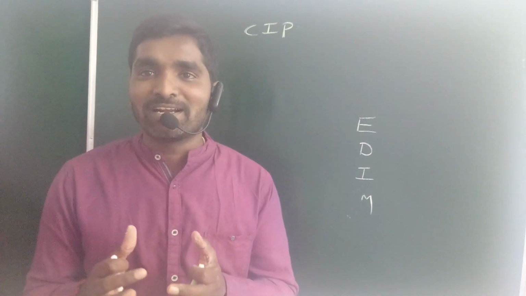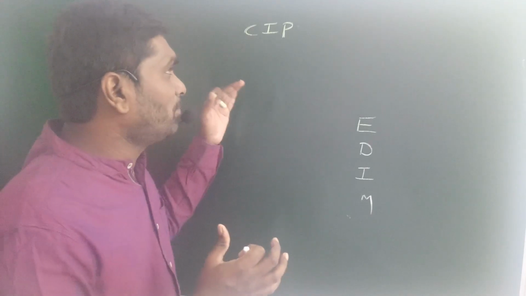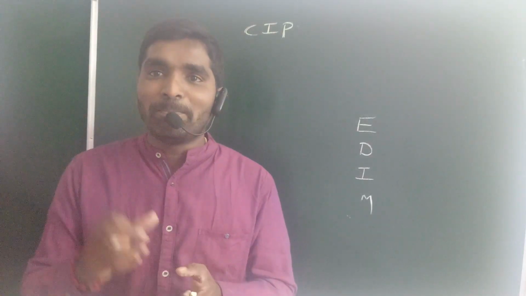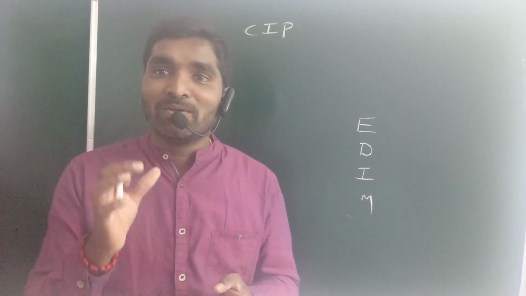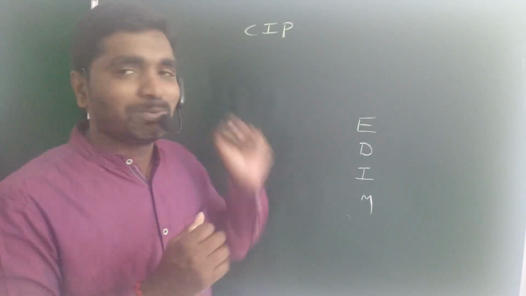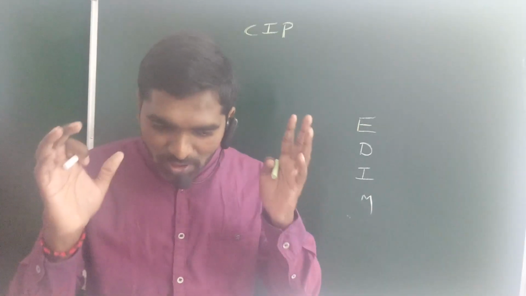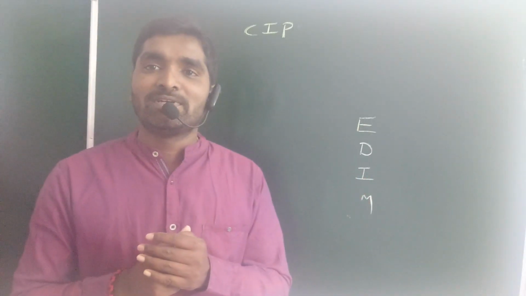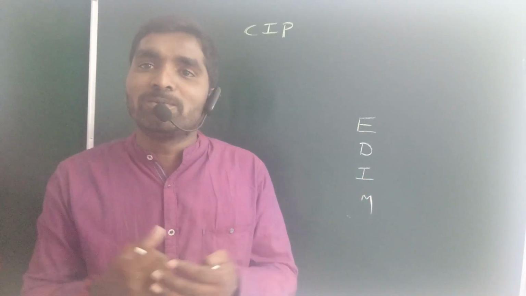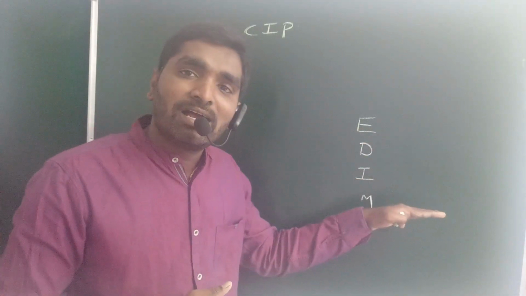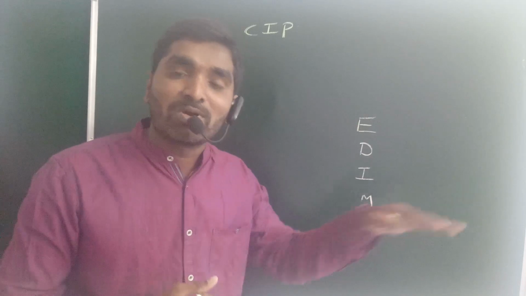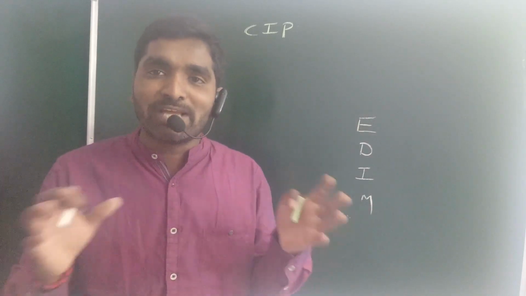That RS nomenclature completely depends upon the CIP rules. The priority order is required, and that priority order is known by the CIP rules. So what are the CIP rules? After discussing CIP rules, we can find the enantiomers, diastereomers, identical compounds, and meso compounds. So these types of questions.